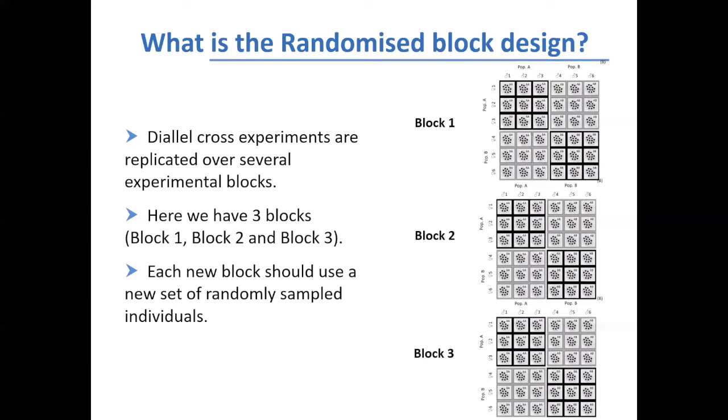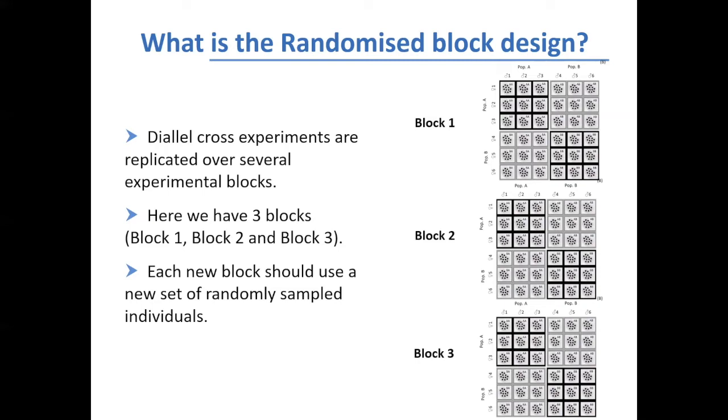Well, essentially the diallel cross experiment that we're talking about here is replicated over several experimental blocks. That is, the entire experiment is repeated multiple times. For example, here you can see the experiment is repeated 3 times, represented by the 3 experimental blocks, block 1, block 2, and block 3. Critically, each new block must use a new set of randomly sampled individuals to avoid the problem of pseudo-replication, where some samples are not independent of each other, a cardinal sin in experimental design. So just remember, use new frogs in each block.